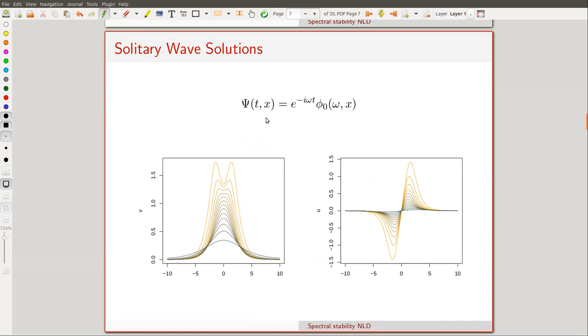So in one dimension, existence is very easy. And here, just to give you some idea what they look like, for all omegas between 0 and m, you have this kind of solutions. This one is for the cubic equation, so the nonlinearity is of order 3.